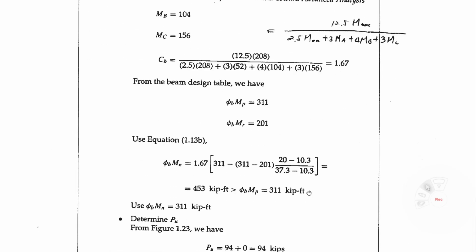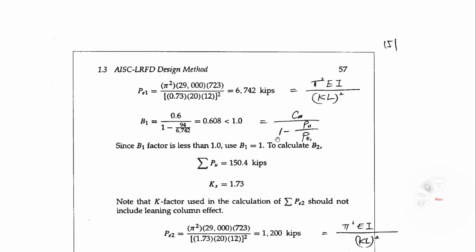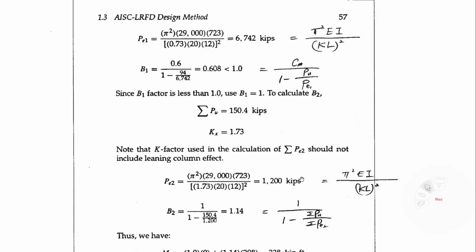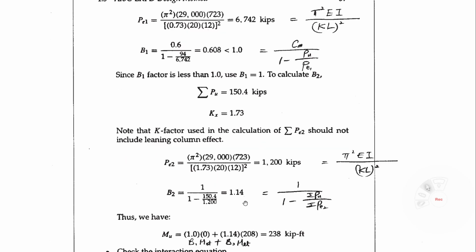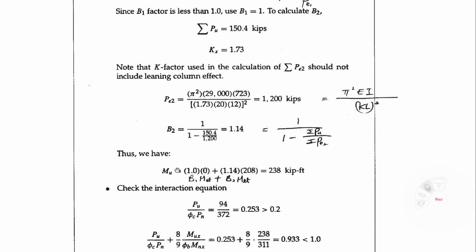So we calculated B1 and let's calculate B2. The equation is this one. We have to use the total vertical load PU. Total vertical load is this one, 150.4. And then the KX is 1.73. We already calculated it previously. And then PE2, 1.73 and L, pi squared EI. Then we have this value. The summation of the load is this one. So the calculated value is 1.14. That is B2.